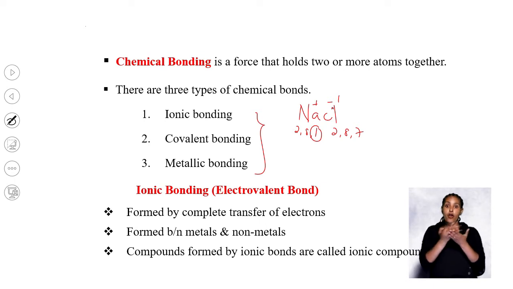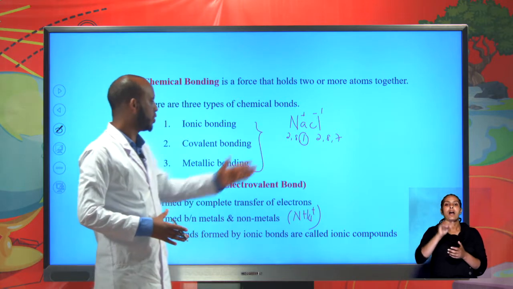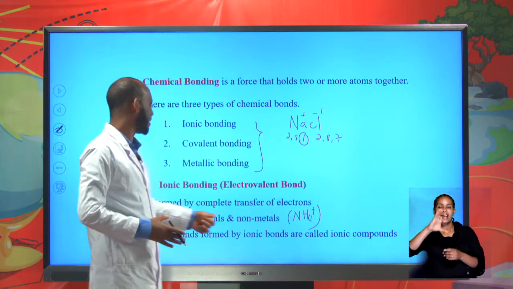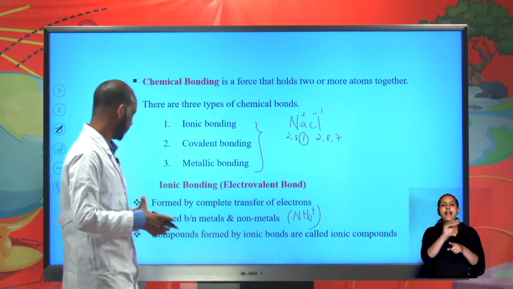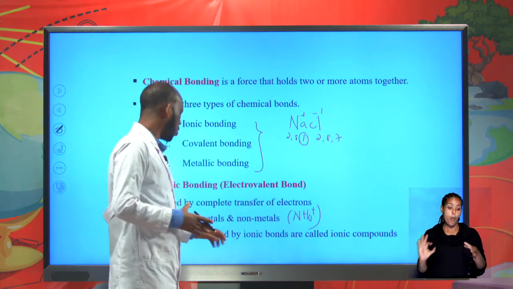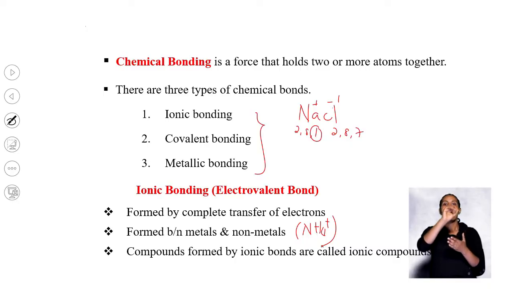It is formed between metals and non-metals, except ammonium ion, NH4+. Ionic bond is formed between metals and non-metals. Compounds formed by ionic bonds are called ionic compounds.